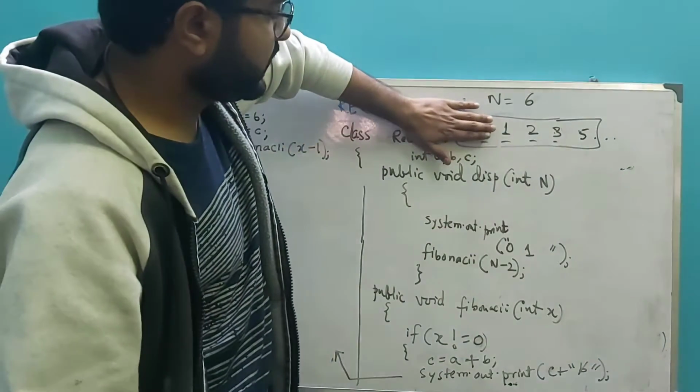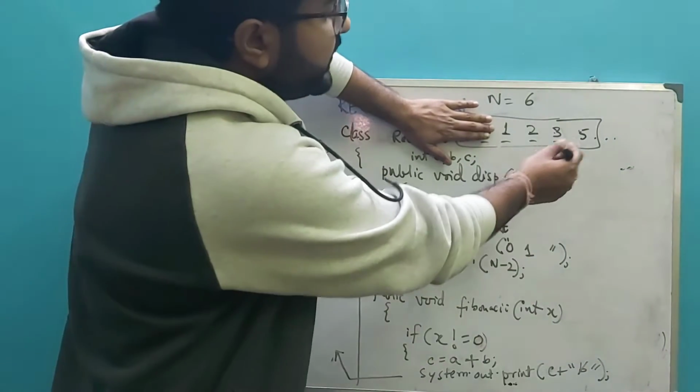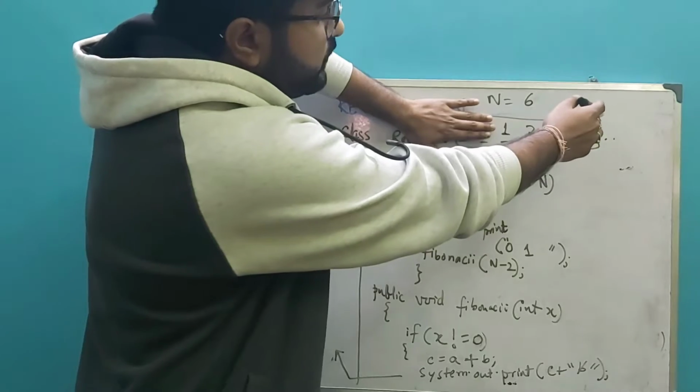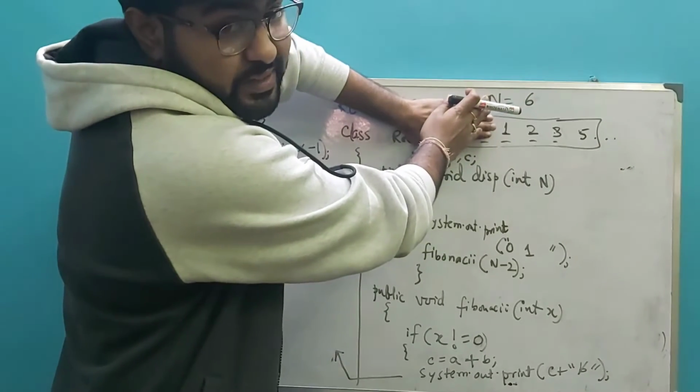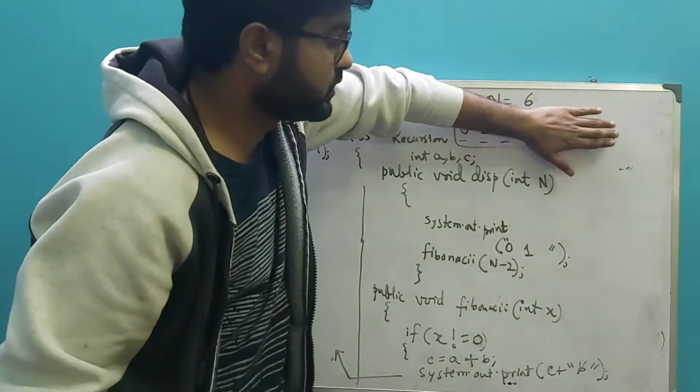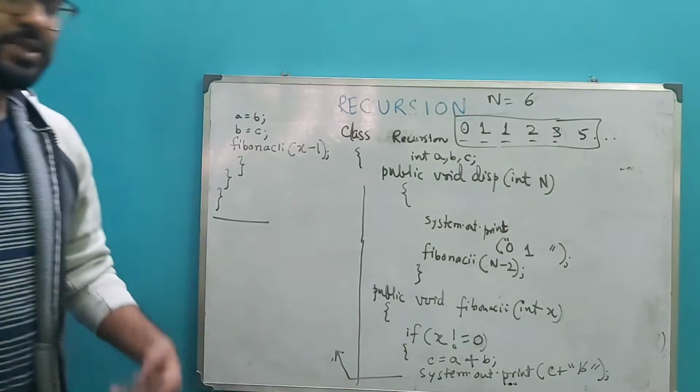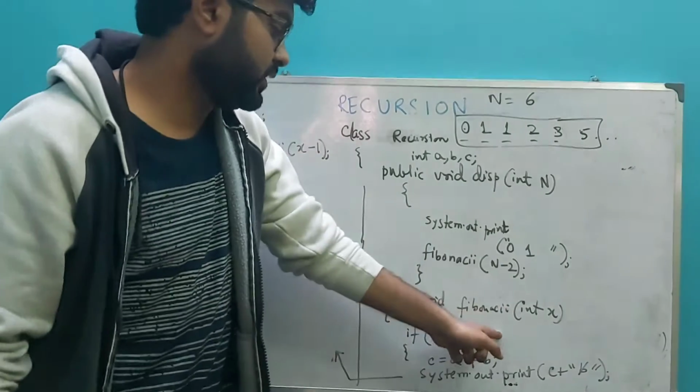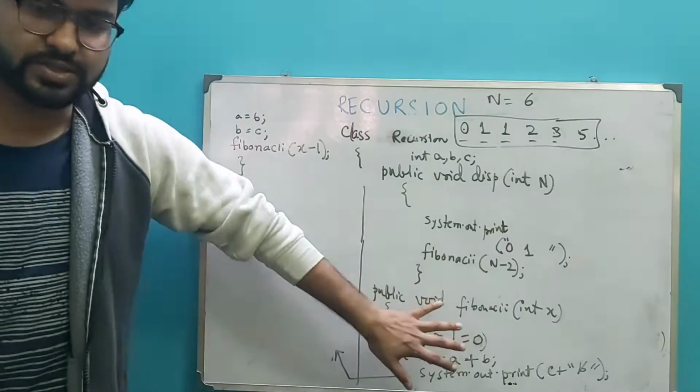We have already printed the first two terms. So how many terms need to be printed more? If there are n number of terms, we have subtracted the first two, that is minus 2. We need to print n minus 2 terms again. So I am sending this n minus 2 to a method called Fibonacci. This is my recursive method.